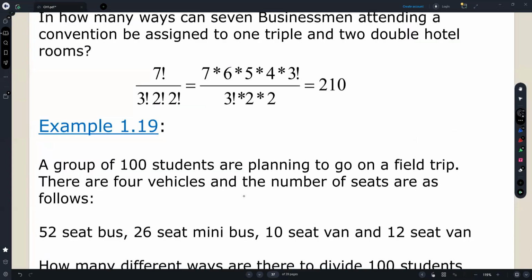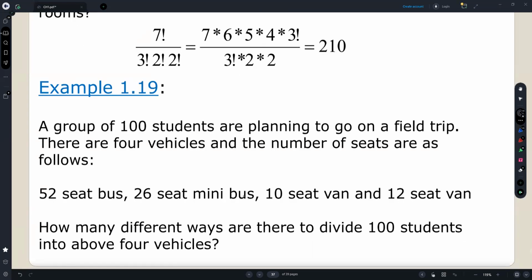Try this one. A group of 100 students are planning to go on a field trip. Right? So there are 4 vehicles and the number of seats are given as below. The vehicles are a bus, a minibus, and 2 vans. The bus contains 52 seats, minibus contains 26 seats, one van contains 10 seats, the other van contains 12 seats. How many different ways are there to divide these 100 students into the 4 vehicles?